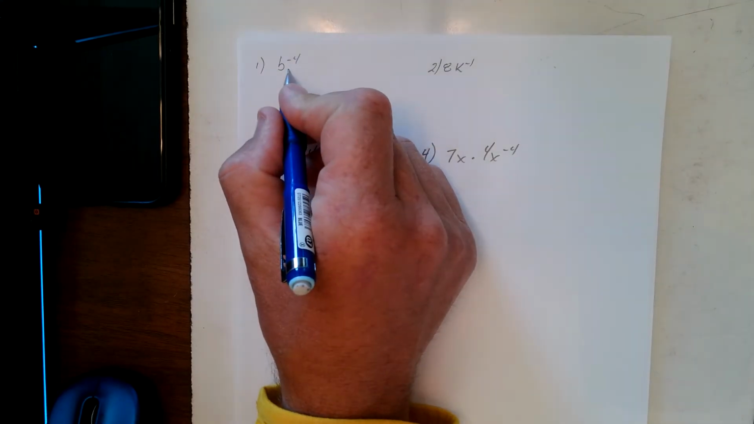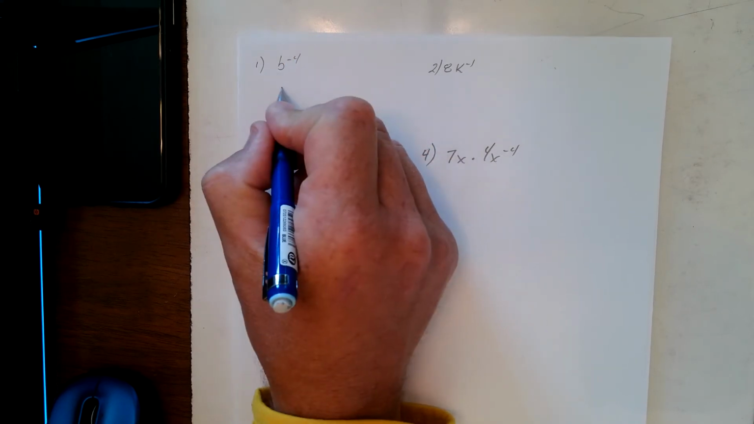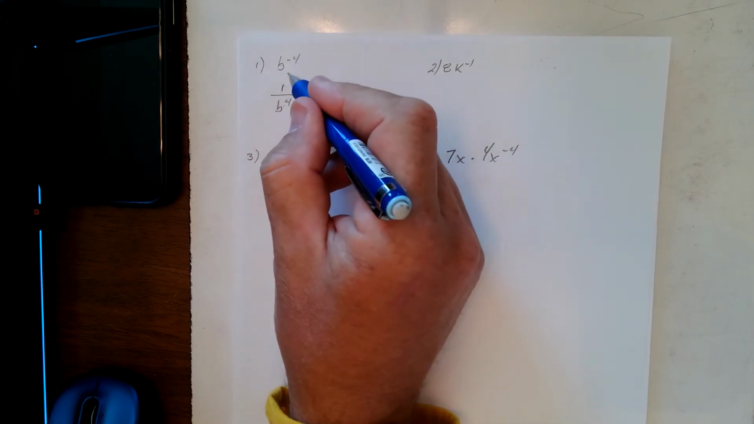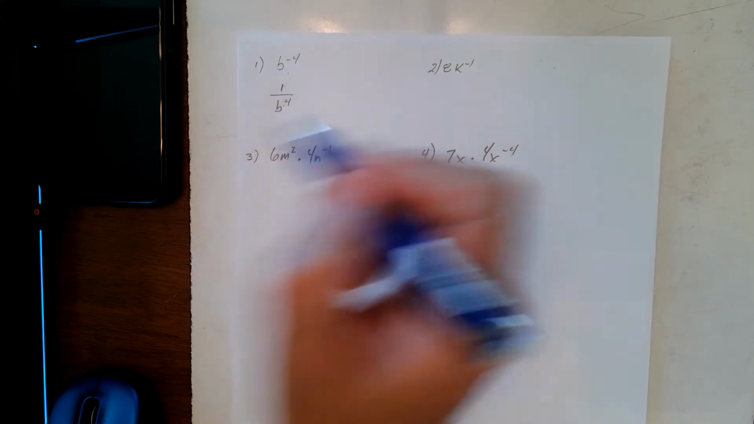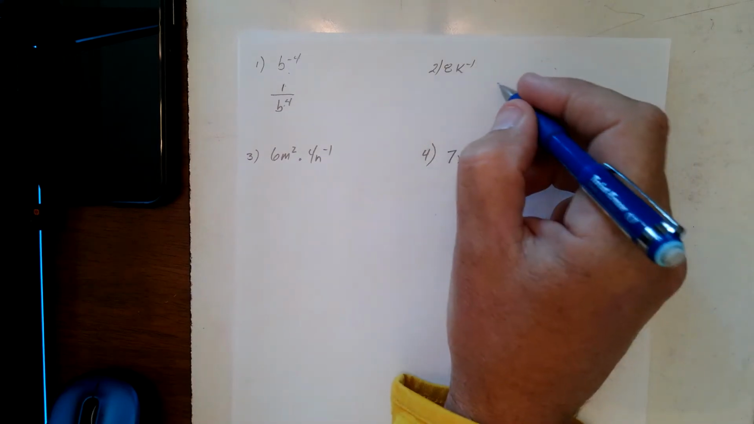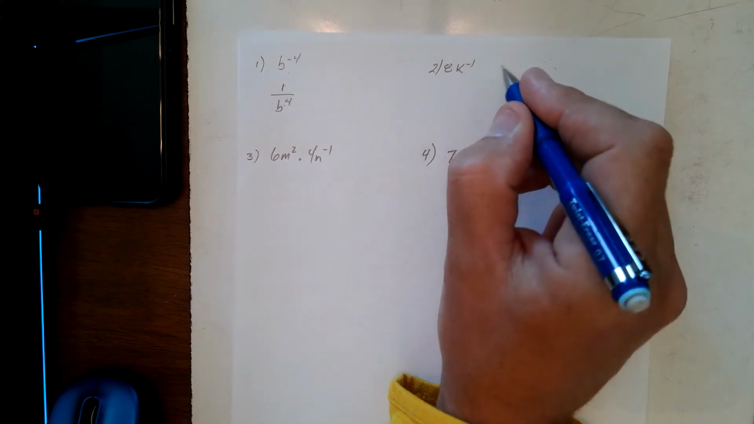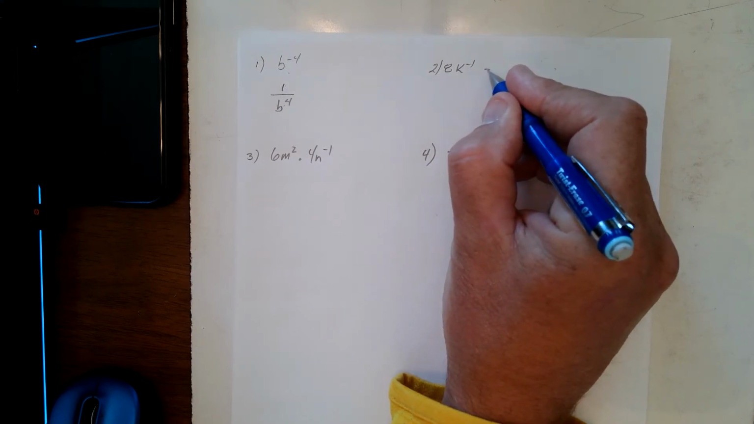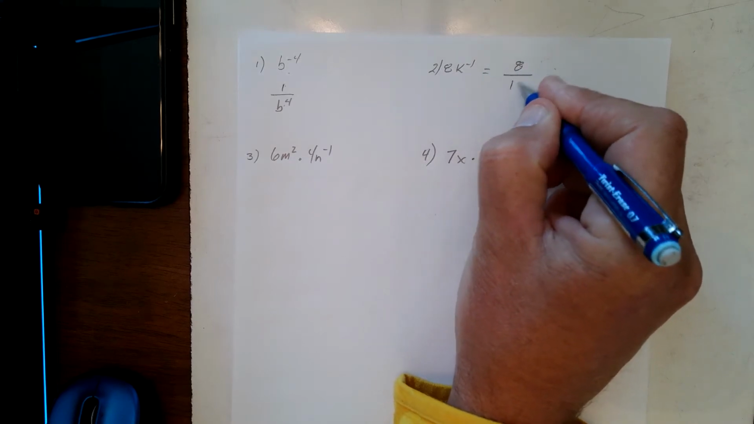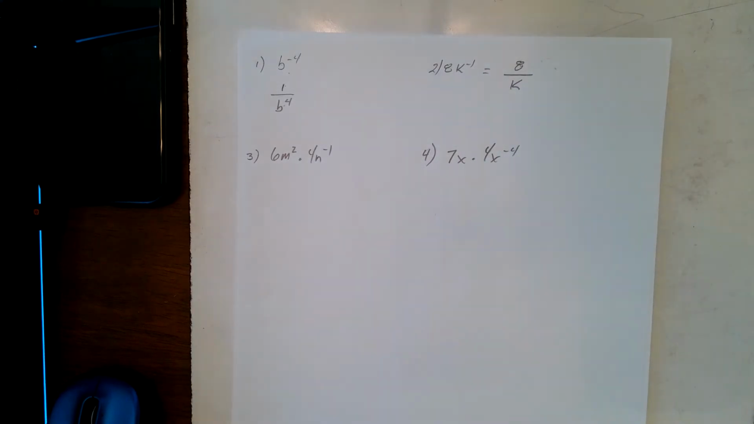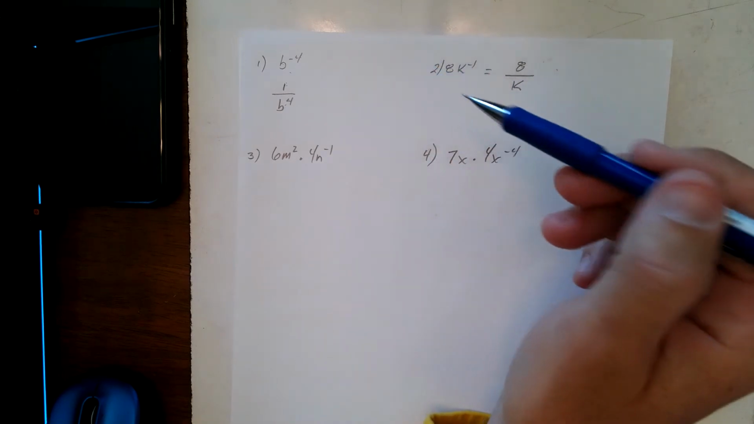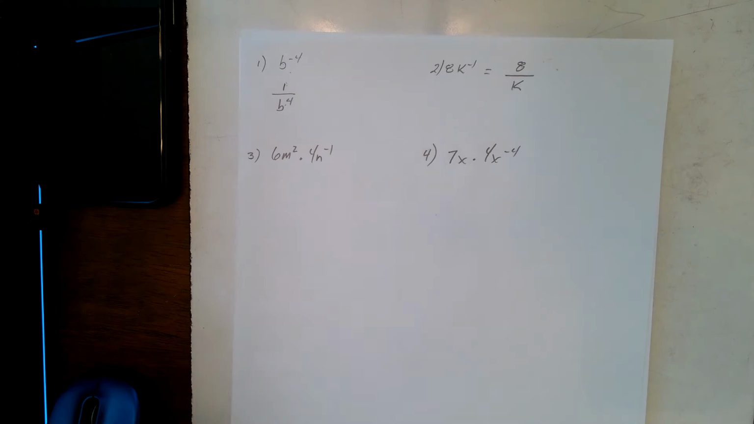Okay, negative exponents, right? 1 over b to the fourth is the same thing as b to the negative fourth. We learned that when we were subtracting quotients. So this one would be the same as 8 over k. The first two weren't really doing any multiplying or dividing, just changing and simplifying the solution so that we don't have any negative exponents. We don't want to have any negative exponents in our answer.